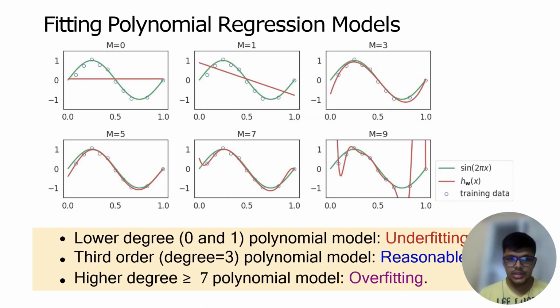So as we have seen, 0 to 1 is underfitting, 3 and 4, 3 and 5 seem to be reasonably fitting, and 7 and 9 seem to be overfitting.